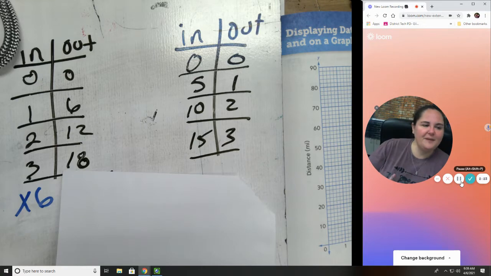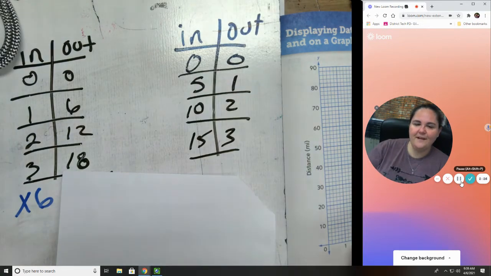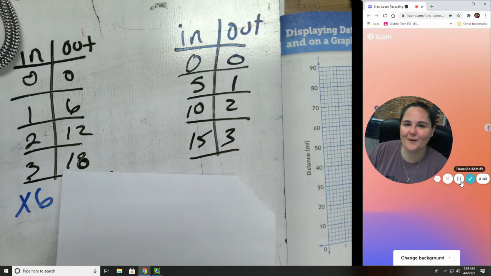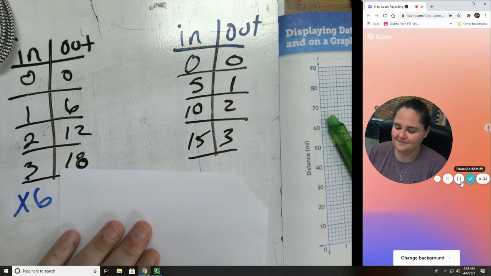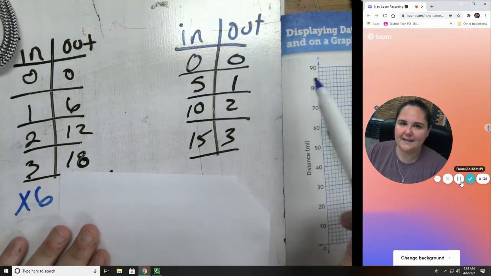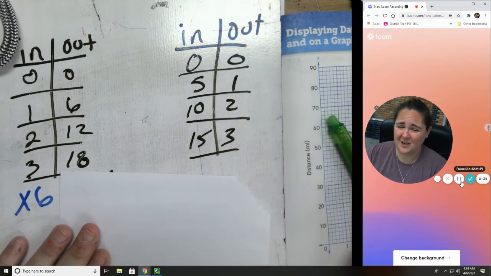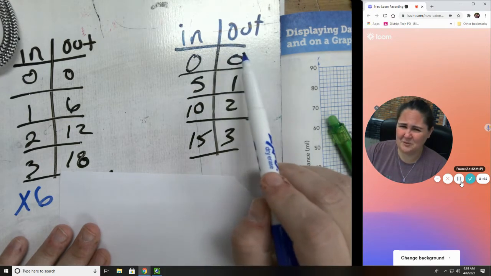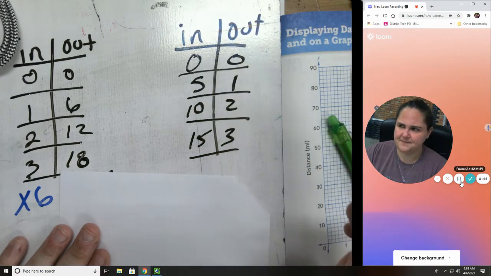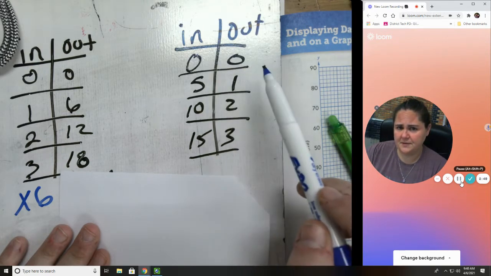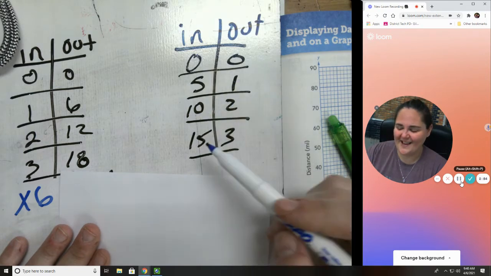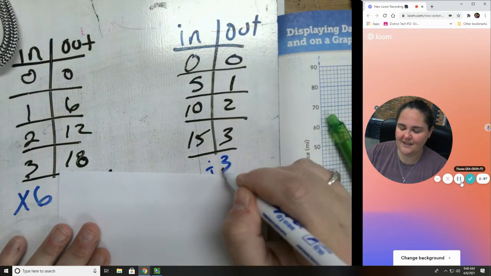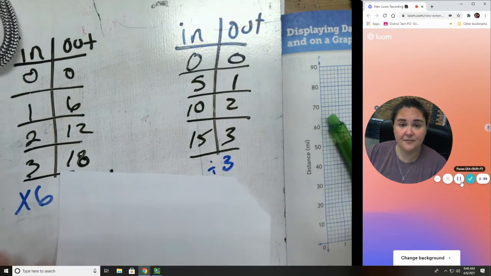Let's see if you can do this next one. I think it's still a little bit easy. See if you can find the rule for this set of numbers. All right, 5 and 1, let's see, subtract 4, but 0 to 0, I can't do that. That doesn't work. What if I divide by 5? 5 divided by 5 is 1. 10 divided by 5 is 2. And 15 divided by 5 is 3. So my answer for that one would be divide by 5.